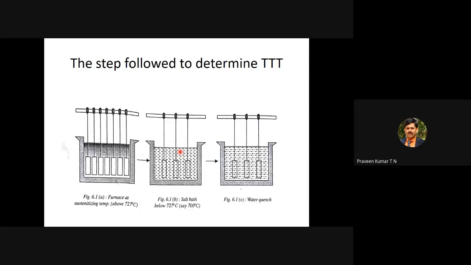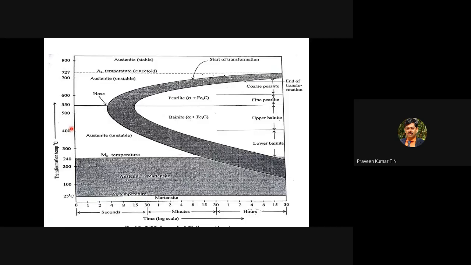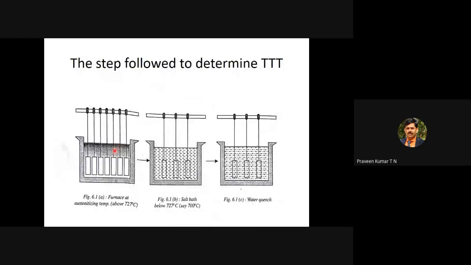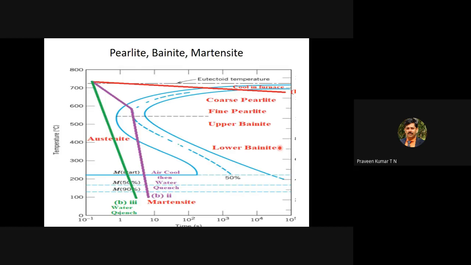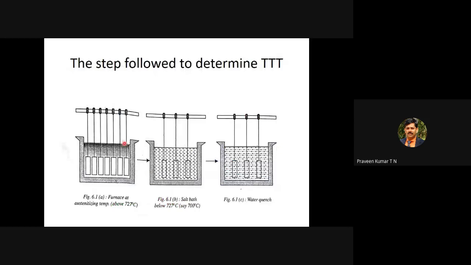If you maintain the same salt bath below 550 degrees Celsius, we can see here, below 550 degrees Celsius, then the complete austenite is transformed to one more solid phase, that is nothing but the bainite. We can see bainite. Depending upon the temperature, it may be upper bainite or lower bainite. But we can skip this also.